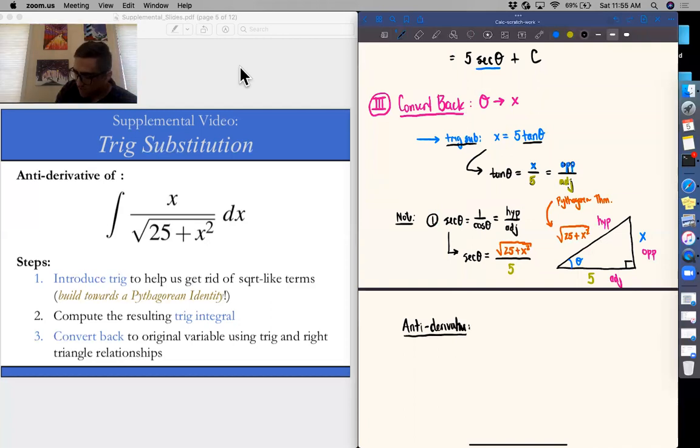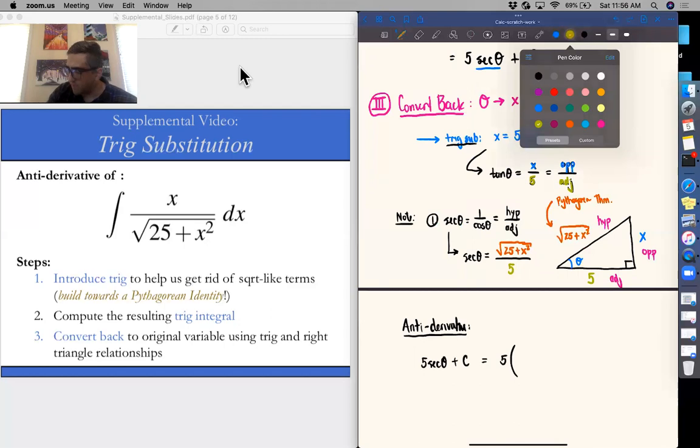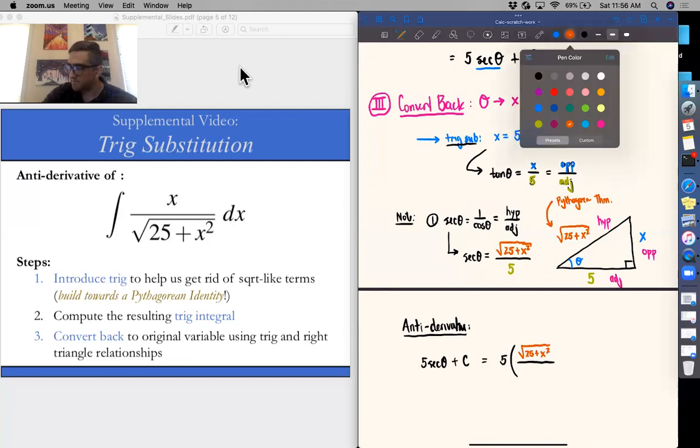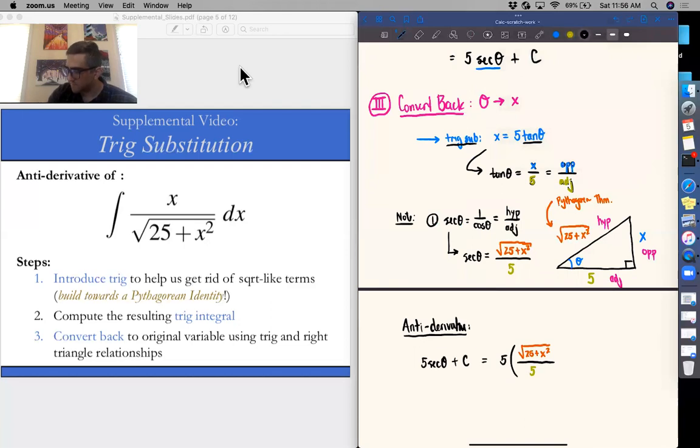So from the previous antiderivative we have, which is 5 secant of theta plus c, we can rewrite that secant using that triangle and just plugging in what we get from that triangle, square root of 25 plus x squared all over 5. And then plus c. And that's really how we go through this process of converting back to the original variable by using a right triangle. And that would be our antiderivative. Of course, if we wanted to, we could cancel out those 5s.